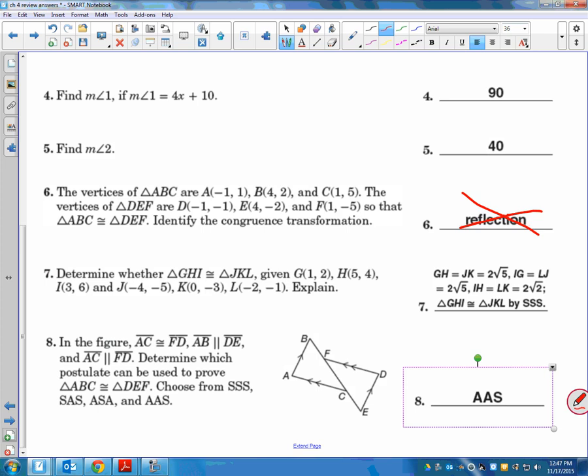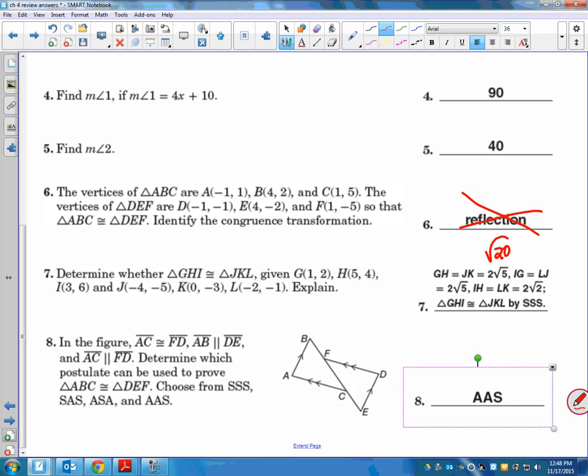What about number 7? Did I tell you to do number 7? Or did I tell you to do number 6 and skip number 7? Which one did I make you do? So number 7 says, determine whether triangles are congruent, explain. So that's the whole distance formula thing again. On this one, you should have been able to show that the sides were all congruent. So GH and JK should have both equaled the same thing, which is the square root of 20, if you got the square root of 20.